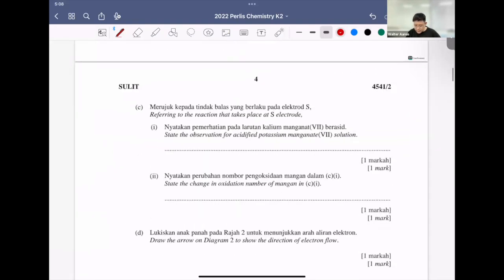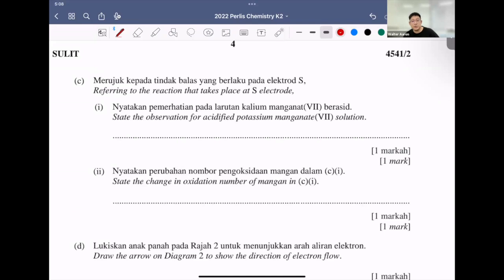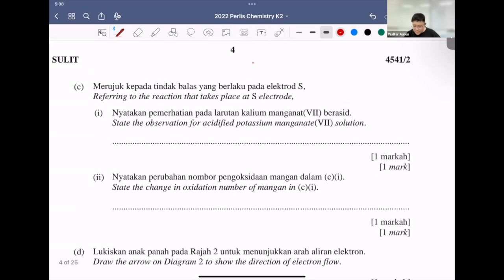Let's go to C. Referring to the reaction that takes place at electrode S, which is the reduction part, state the observation for the acidified potassium manganate(VII) solution. At electrode S, the potassium manganate(VII) has an Mn7+ ion, which is purple in color, and then it changes into Mn2+, which is colorless. So what will happen at electrode S is that the solution will turn from purple to colorless.